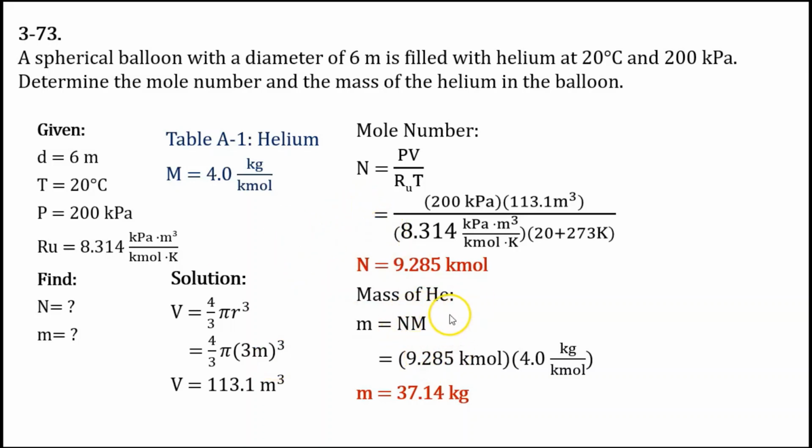This M, which is the molar mass of the helium, can be found in the property table, Table A1, which is M is equal to 4.0 kilograms per kilomole. So plugging in the values in this equation, we will now have 9.285 kilomoles multiplied by 4.0 kilograms per kilomole. So kilomole will be cancelled, and plugging this in the calculator, we will now have the mass of our helium in the balloon, which is equal to 37.14 kilograms.